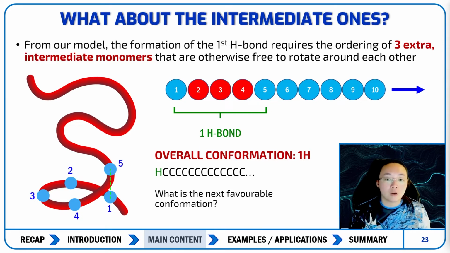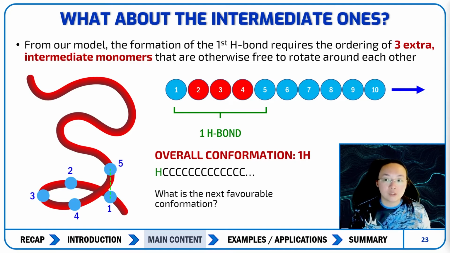So we would call monomers 2, 3, and 4 energetically unfavorable because they want to rotate, but they can't. So we now have to ask the question, what is the next favorable conformation? Monomer 1 is going to start the helix transition by creating a hydrogen bond with number 5. Because 2 is uncomfortable, it's going to want to create another hydrogen bond with the next adjacent monomer, which is number 6. So if we had the 6th monomer, then 2 would have hydrogen bonded with 6 due to energetics.